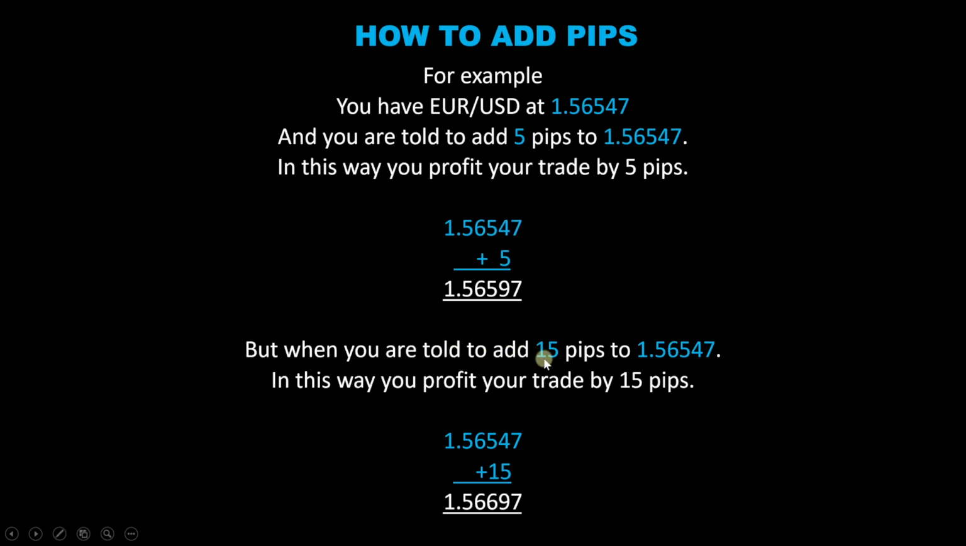But when you are told to add 15 pips, then you will add 5 here. You're not going to touch the 7. So this now will be the newest price. So that means we entered the market when the price was this, and we exit the market when the price was this. We made a profit of 15 pips. So that is how we add pips.